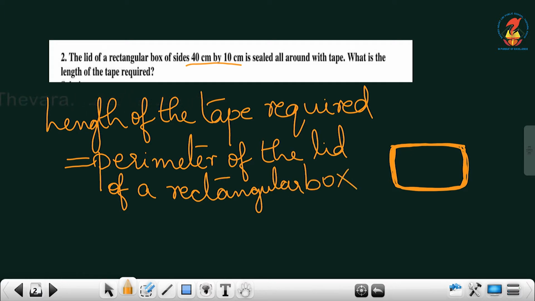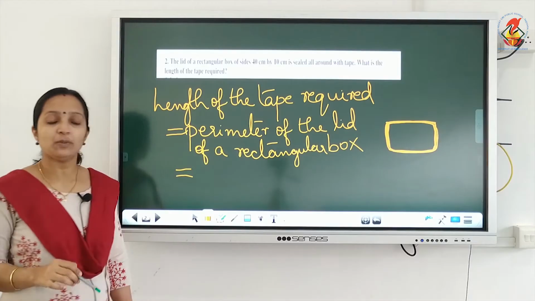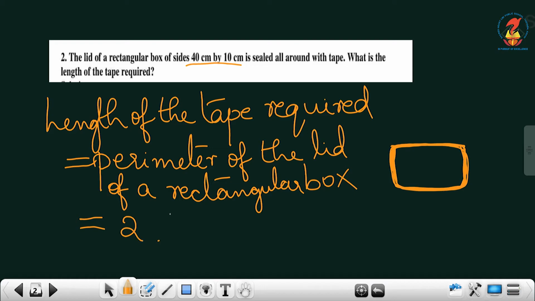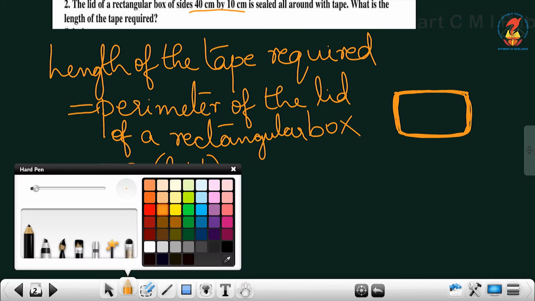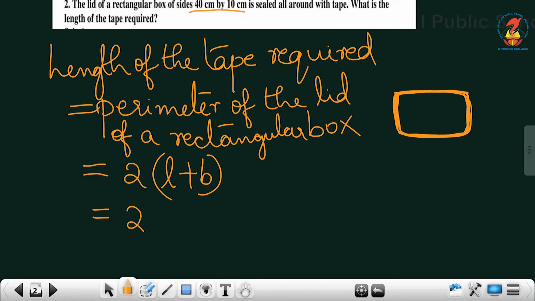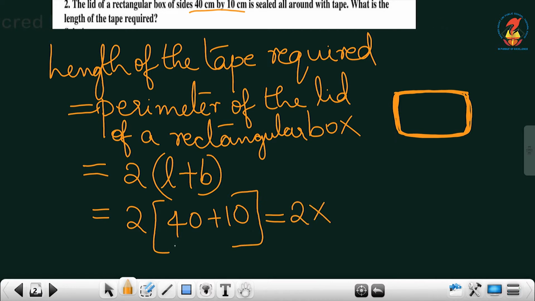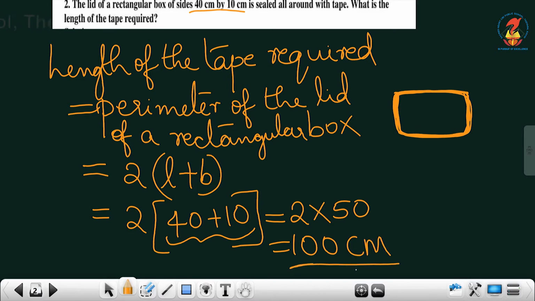Now, what is the formula for finding the perimeter of a rectangle? 2 into L plus B. I hope it's clear. So, instead of L, what is the length given here? 2 into 40 plus, what is the breadth? 10. So, 2 into 40 plus 10. 40 plus 10 is 50. So, 2 into 50 is 100. The unit is centimeter in the question, so you write down 100 centimeter.